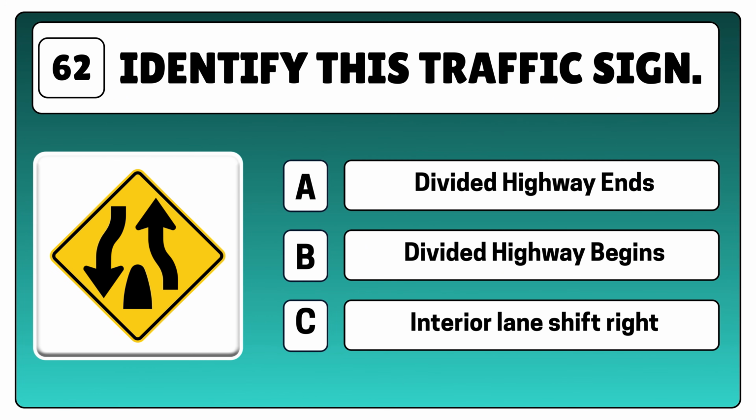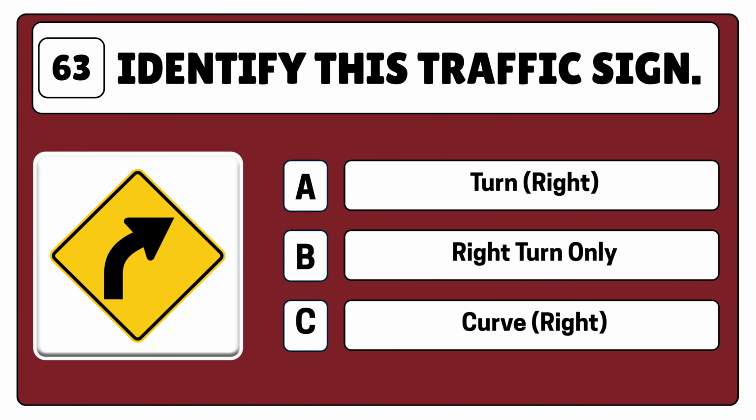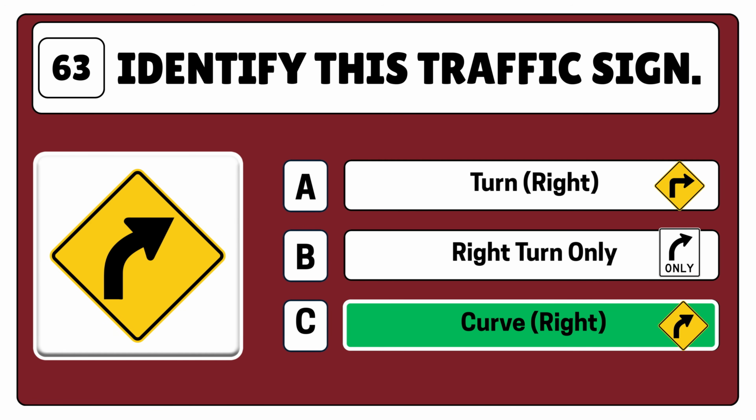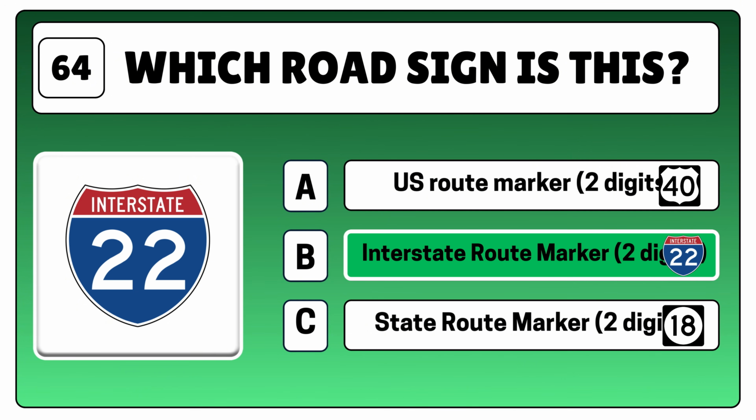Identify this traffic sign. That's right, that is the divided highway end sign. Identify this traffic sign. Correct. This is the curve to the right sign. Which road sign is this? Good observation. That is the interstate route marker sign with 2 digits.